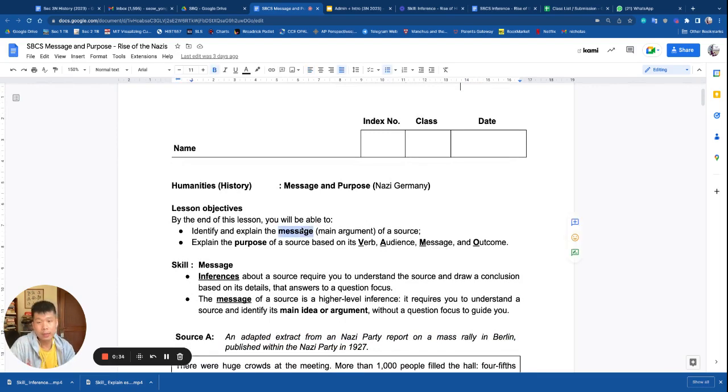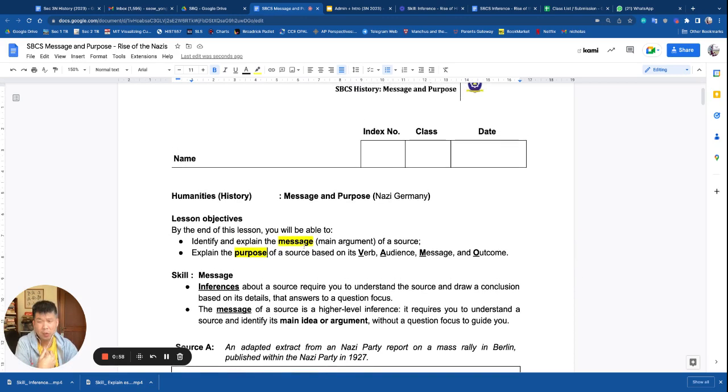So we first start by highlighting message and purpose. These two source-based skills are interlinked, and the link is that for you to be able to craft the purpose of a source, for you to be able to understand the objective, the intended outcome, what the source wants to achieve, you first have to be able to see the source's message. Because the components of purpose, which I will teach you as verb, audience, message, outcome, VAMO, includes message. So in other words, message is the first step.